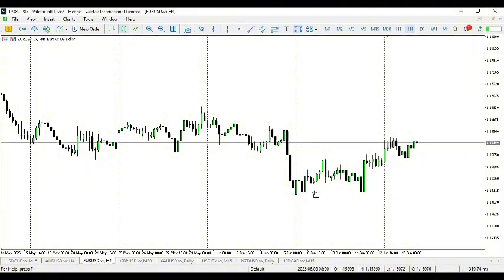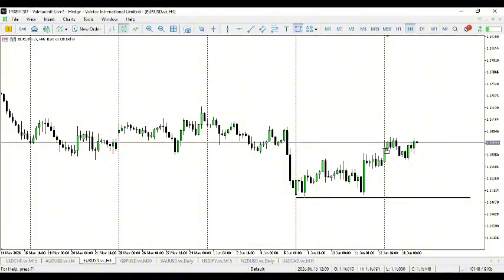So we had last week's low. This is last week's lowest price. There, is it? Yeah, that's the lowest price for last week. And the highest price for last week. When was the highest price for last week?